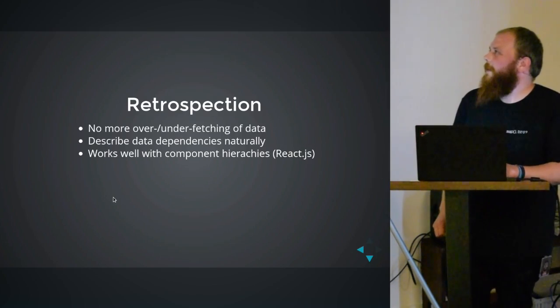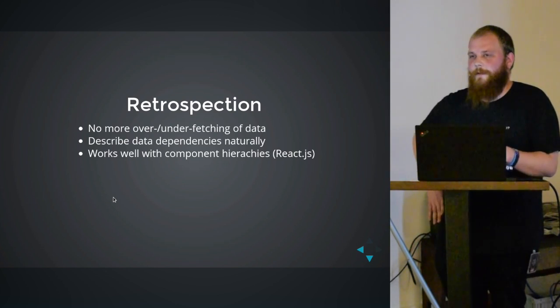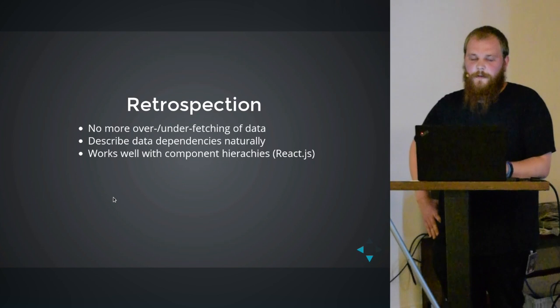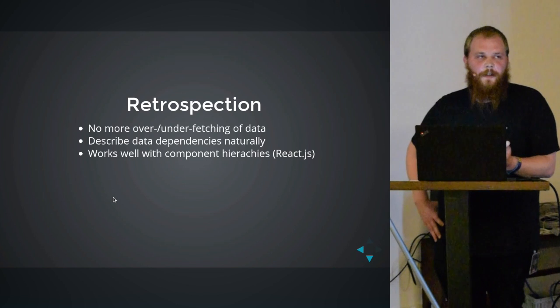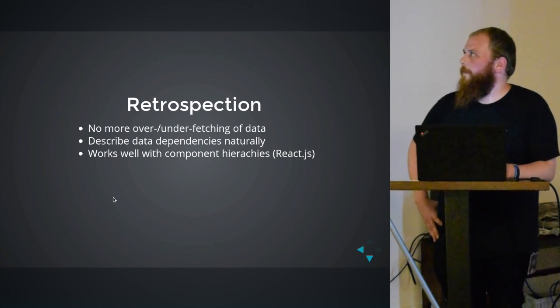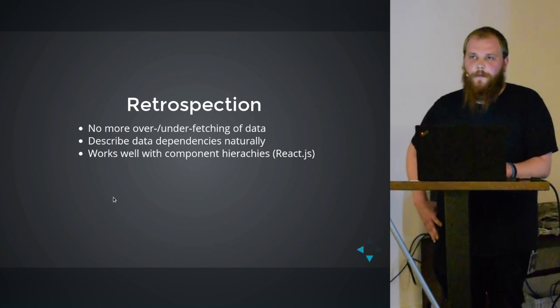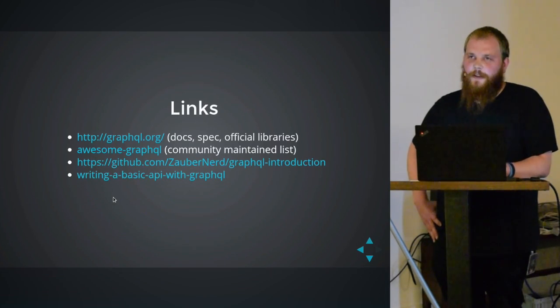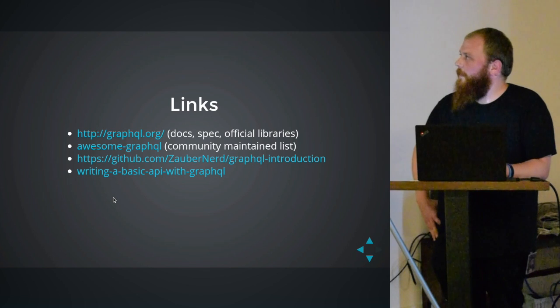Yeah, that's it. So GraphQL allows us to specify our data as we think about it. And it also prevents us from over and under fetching. So we don't get more data than we need, as we do in REST and with custom endpoints. And we can use it very easily with hierarchical data like React components and their subcomponents.